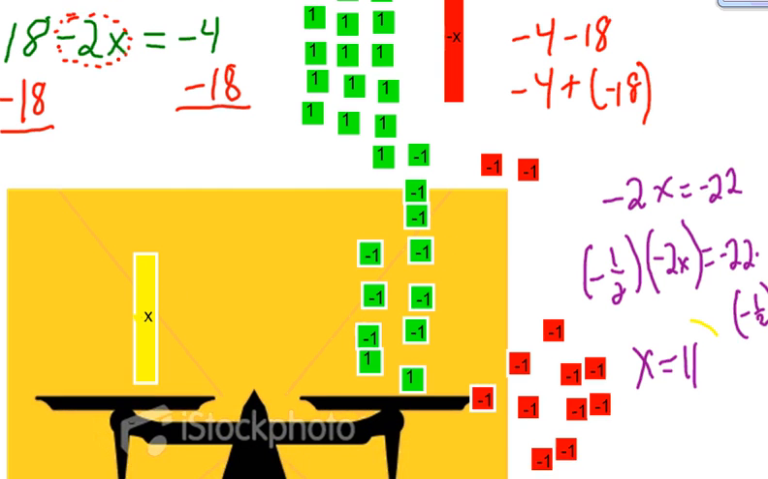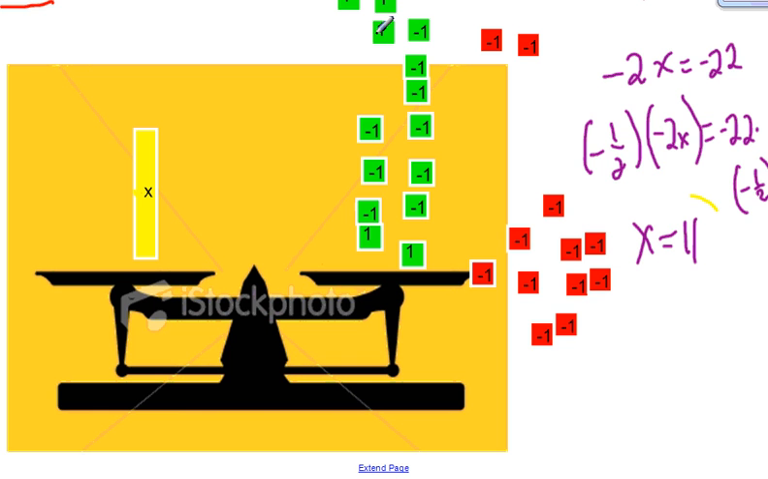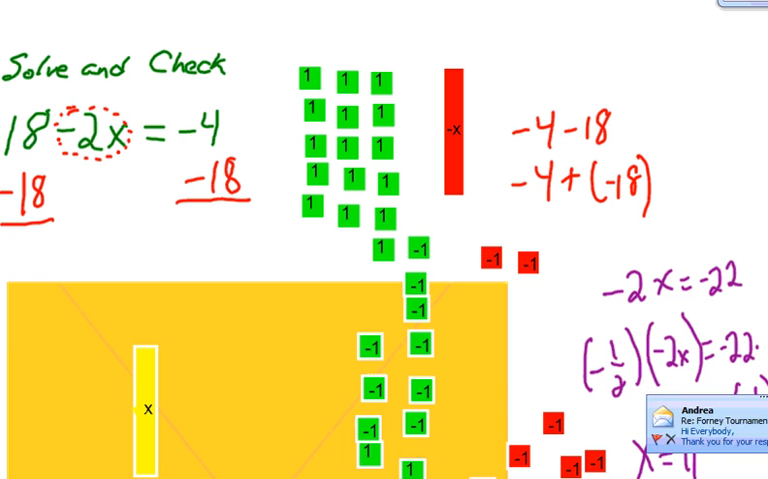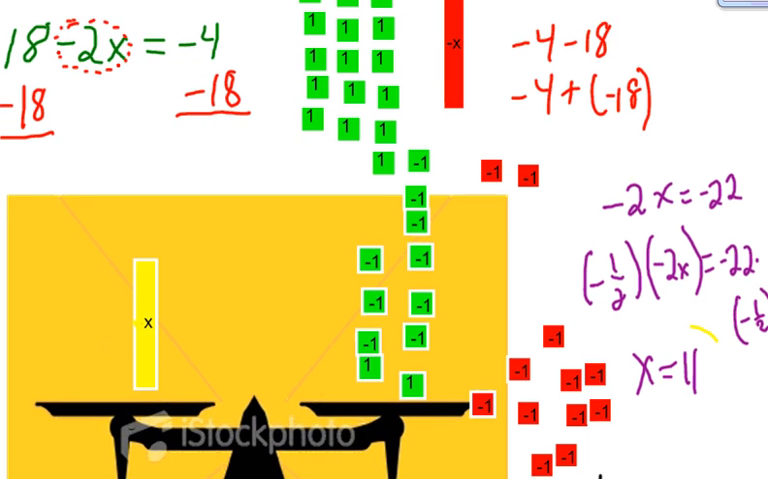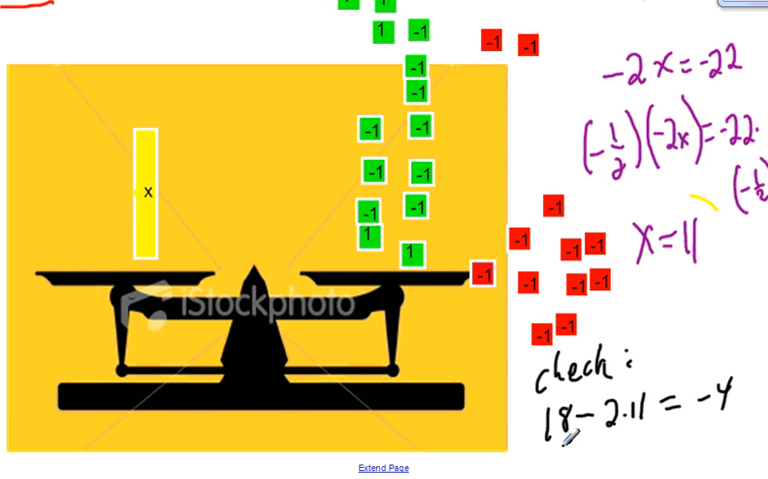Now I can check this. Again, I've got to plug into the original equation. And that's 18 minus 2 times 11. Does that equal, the original equation was negative 4. This is 18 minus 22. Fix the question mark here. You can see negative 4 equals negative 4, so that is a good solution.